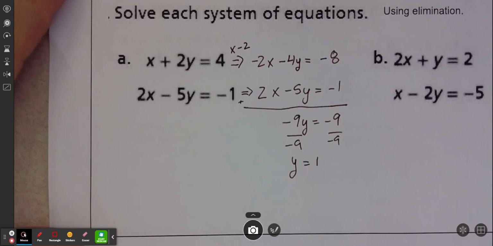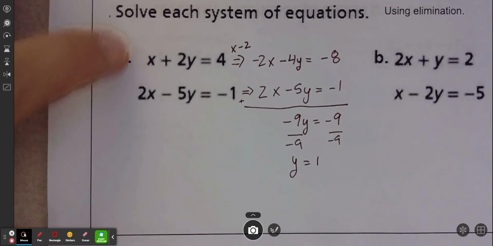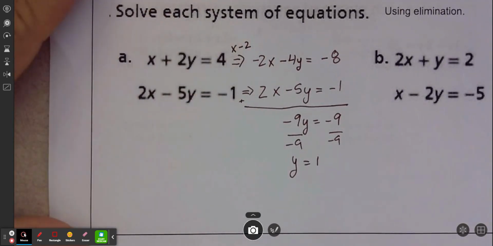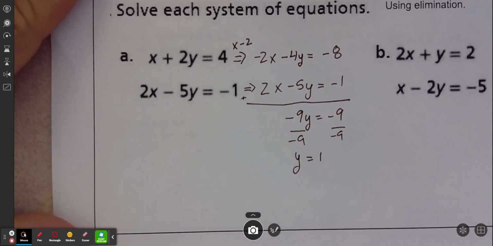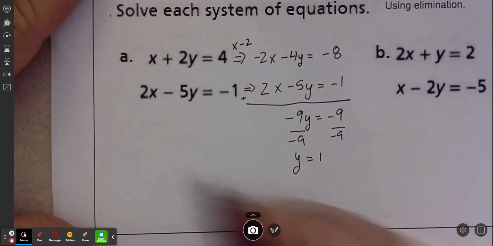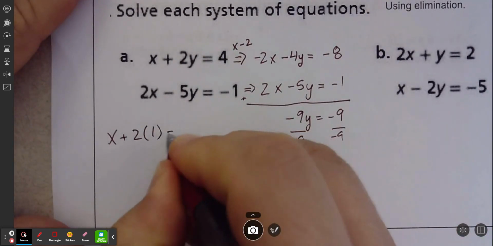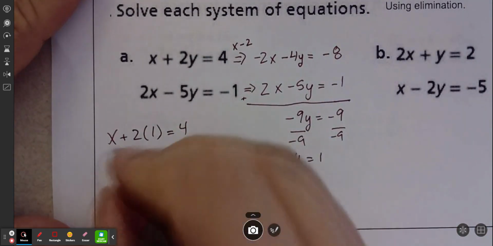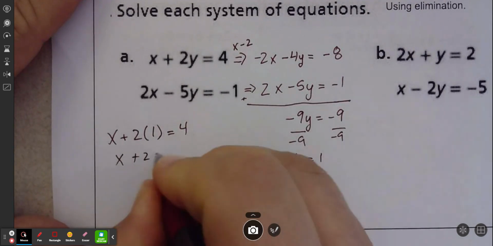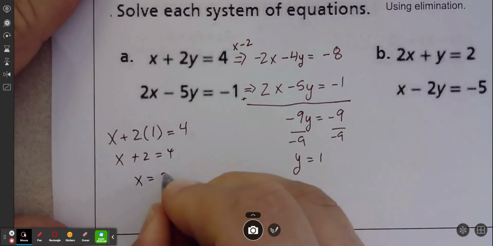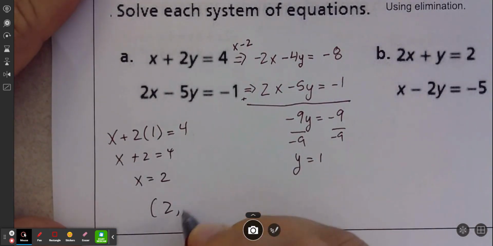Now that we know that y equals 1, I plug that back in to the first, the second, or even the third if you wanted to. Which one do you like? First one, x plus 2 times 1 equals 4. X plus 2 equals 4. X equals 2. 2 comma 1.